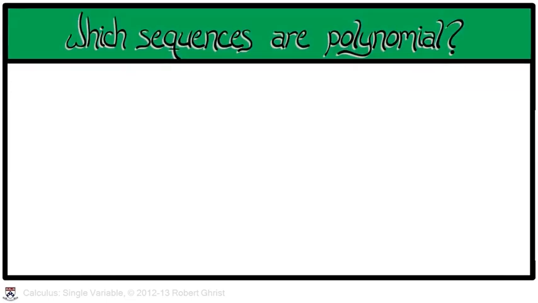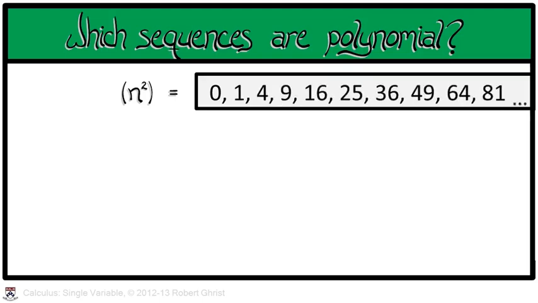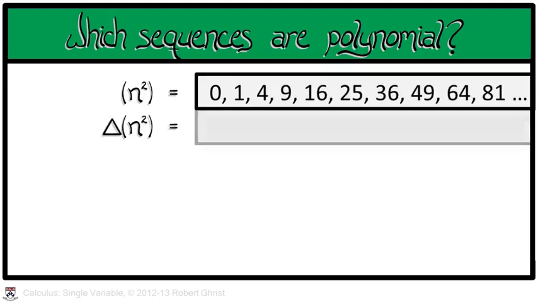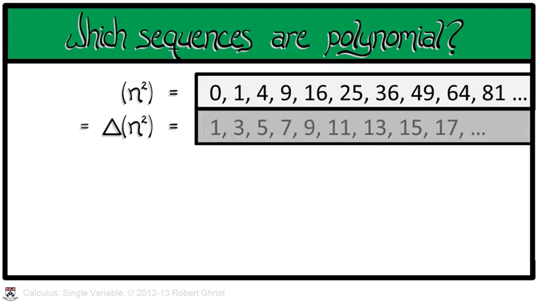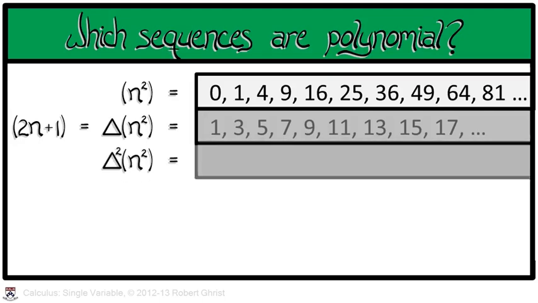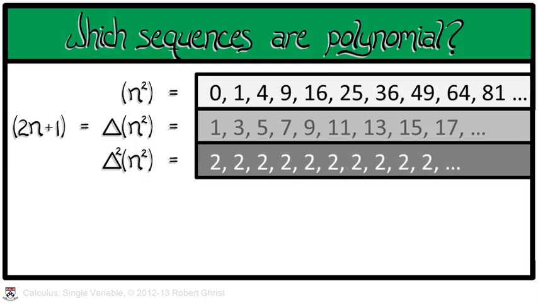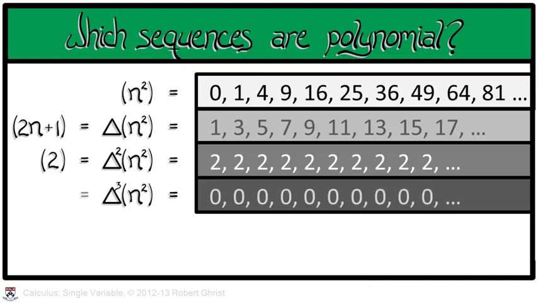For example, if we ask the question, which sequences are polynomial? Consider n squared. When we take its forward difference, we obtain a sequence of odd numbers. That is, the sequence 2n plus 1. What happens when we difference again? The second forward difference, delta squared, is, in this case, a constant, the constant sequence 2. What happens when we take the next difference, the third forward difference? Then we obtain the constant sequence 0.